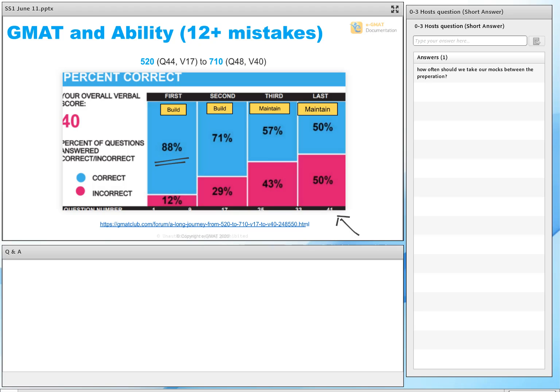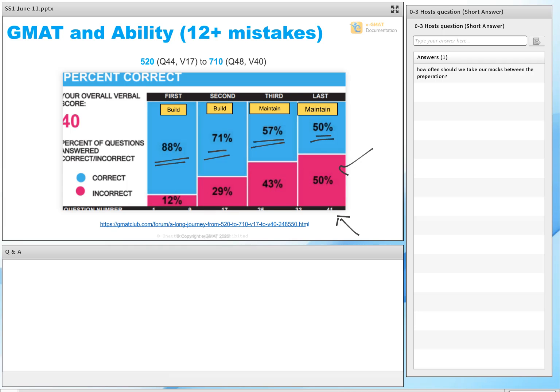First block. In this case, when the questions were medium and medium hard, he actually got most of them correct. The moment he started getting hard and very hard questions, he made mistakes, but even though he made mistakes, he was still able to get a 90th percentile. Why? Because he made mistakes on hard questions, not on easy and medium questions.